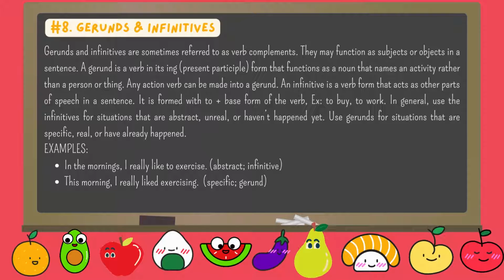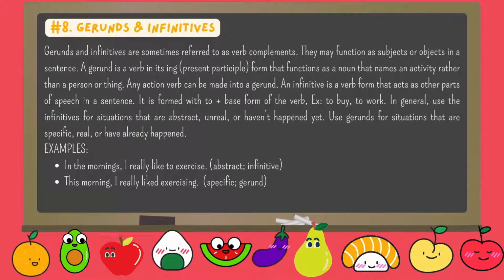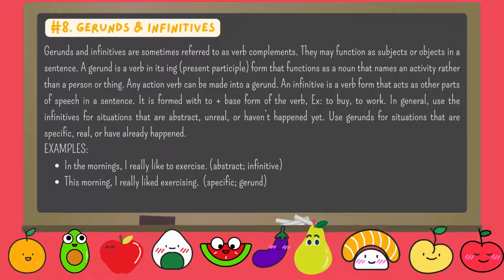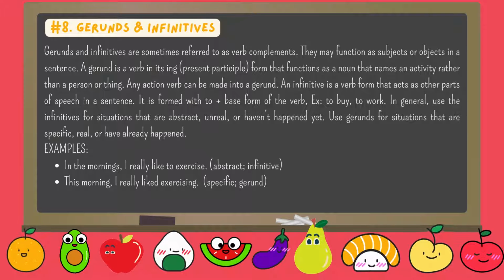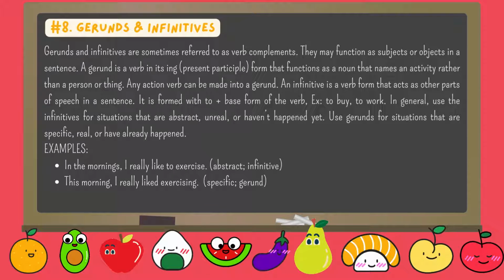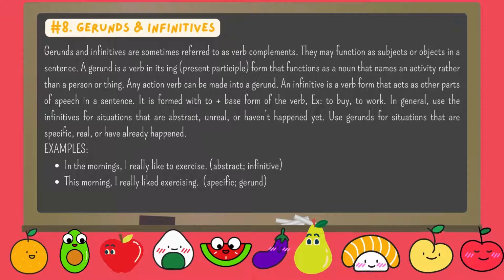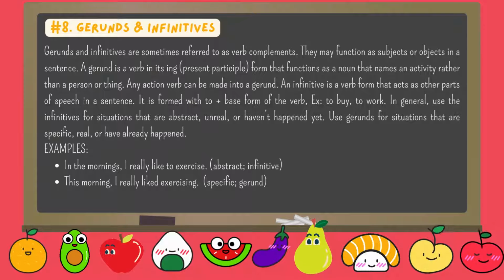A gerund is a verb in its present participle form that functions as a noun that names an activity rather than a person or thing. Any action verb can be made into a gerund. An infinitive is a verb form that acts as other parts of speech in a sentence. It is formed with to plus base form of the verb.